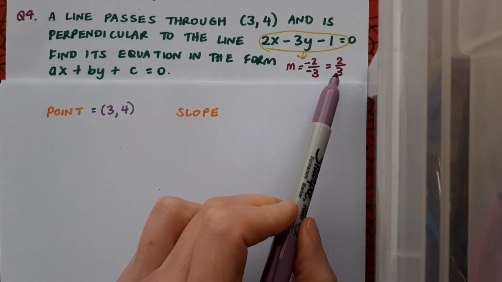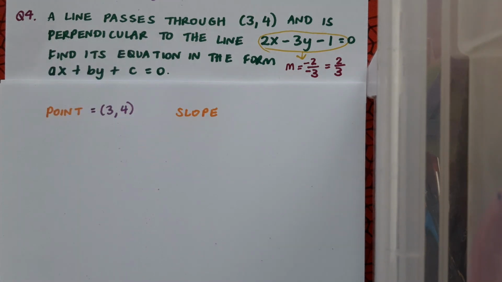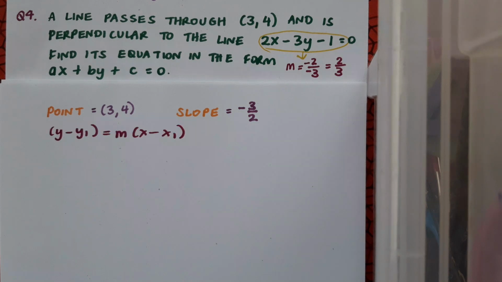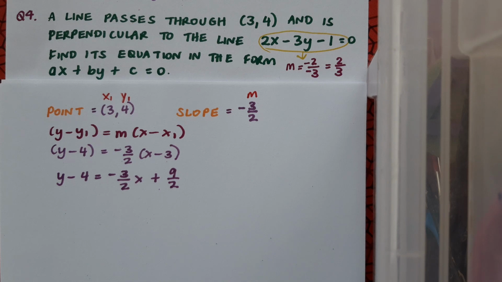So 2 over 3 is the slope of this line, but I want the perpendicular line, so I'll flip that slope over and change its sign. I'll note the formula for the equation of the line, I'll label my information, and then I'll substitute in. And now I'll multiply out. So I'll get y minus 4 equals minus 3 over 2x plus 9 over 2. And now I want to get it in the form ax plus by plus c equals 0. That means getting everything to one side, and I would like the x coefficient to be positive.